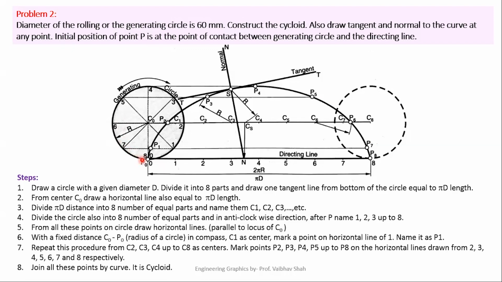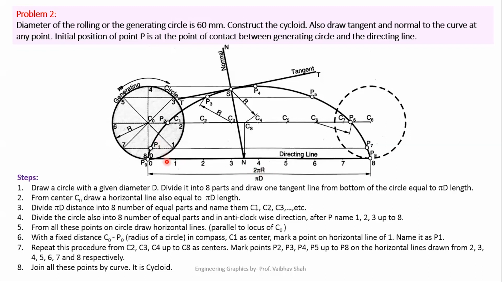So let us call this point as A. Now, after that, we have to draw one straight line from the bottom of this part, which must be the tangent point to this circle. So we have drawn one straight line. The length of this straight line will be of a circumferential distance of this circle.